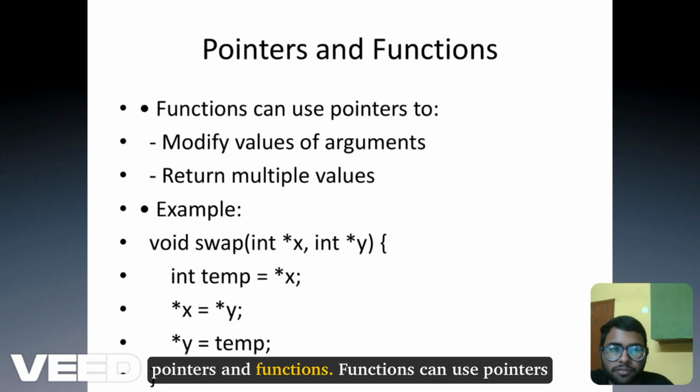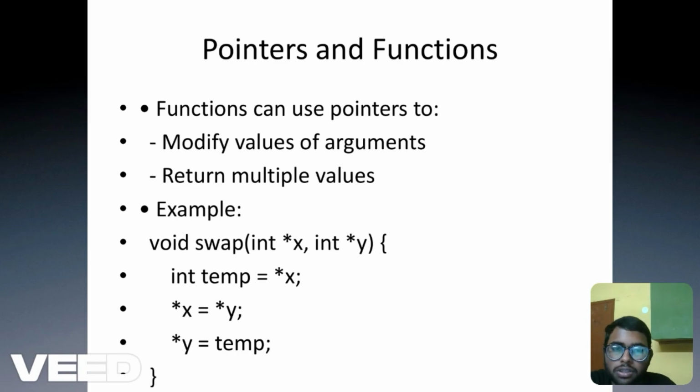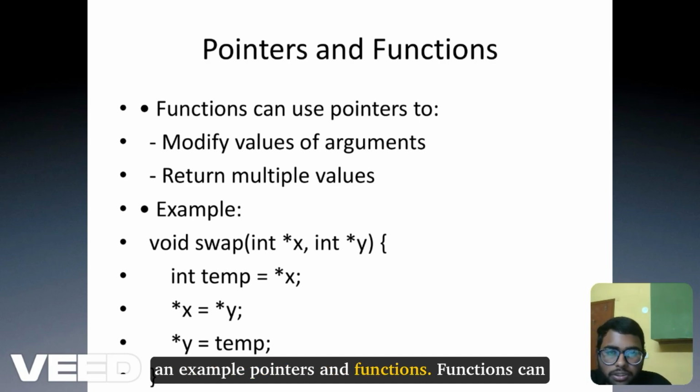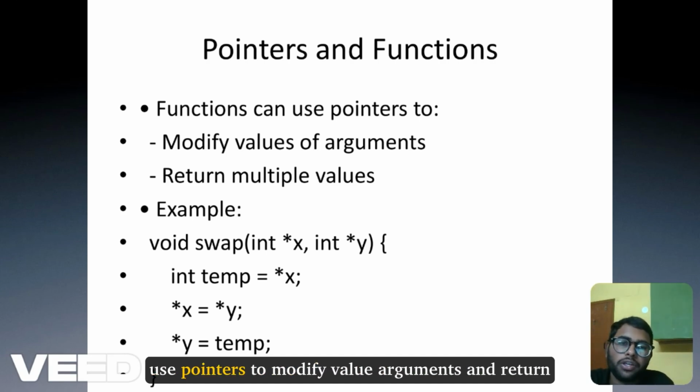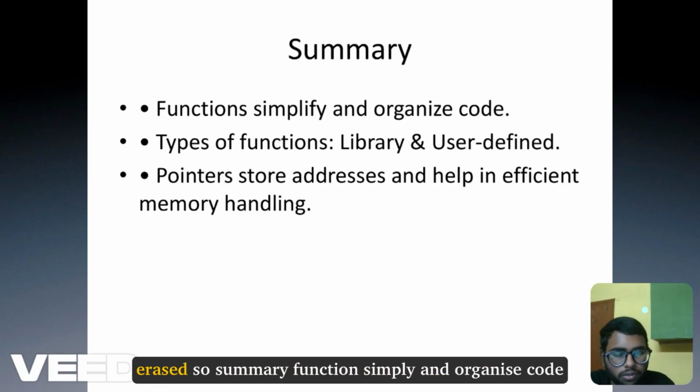Next, pointers and functions. Functions can use pointers to modify the values of arguments and return multiple values. For example, void swap is used here. This is the example. So that's why pointers and functions are used together.